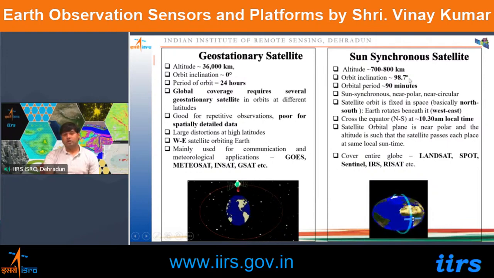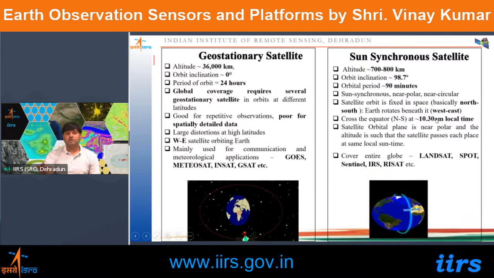Orbit inclination will be near to the pole, and orbital period is around 90 minutes for this kind of altitude. Then sun synchronous, the name of these satellites can be sun synchronous, near polar, or near circular. Satellite orbit, as I told, will be fixed from North Pole to South Pole, and Earth rotates beneath it. So because of the rotation of the Earth and revolution of the satellite, entire Earth data gets captured.